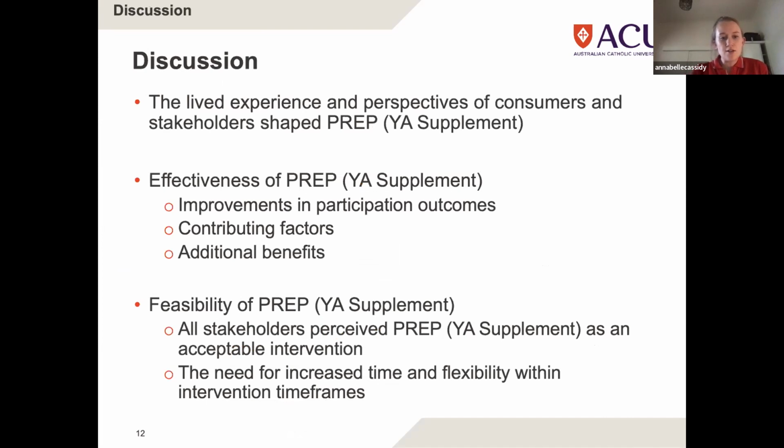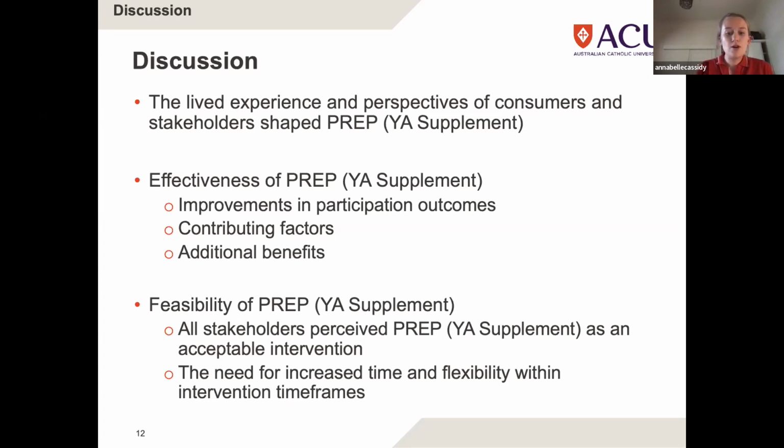From these results, we can see that working with stakeholders and consumers helped us to identify what adaptations were required to PrEP so that it could work in Australia and with young adults. The perspectives and lived experience of having young adults involved in our research shaped this PrEP YAR supplement that has been used in this study. And it just demonstrates the large impact that consumers and stakeholders can have on research.